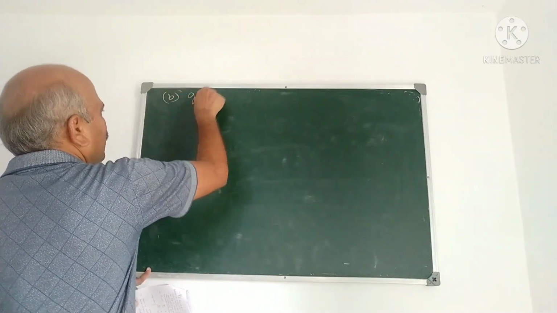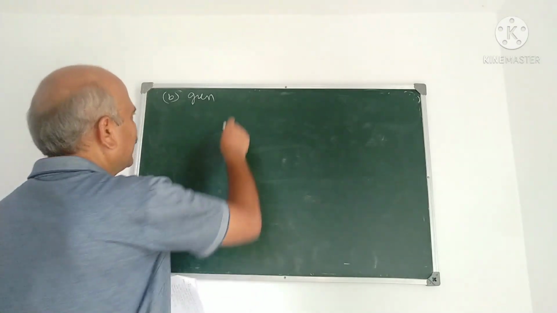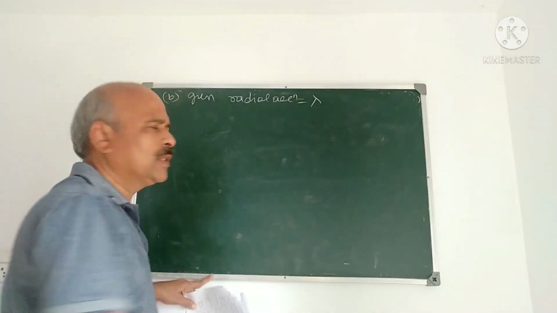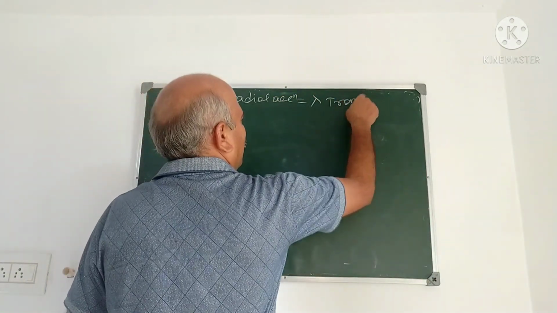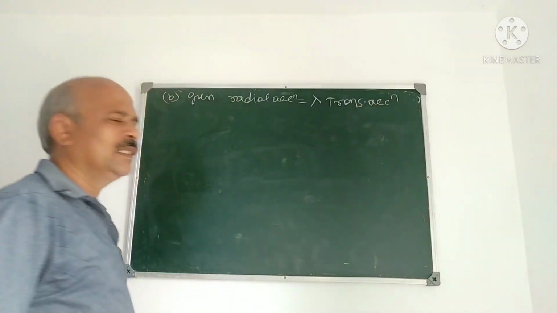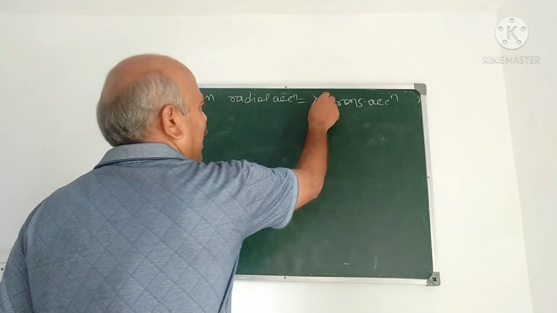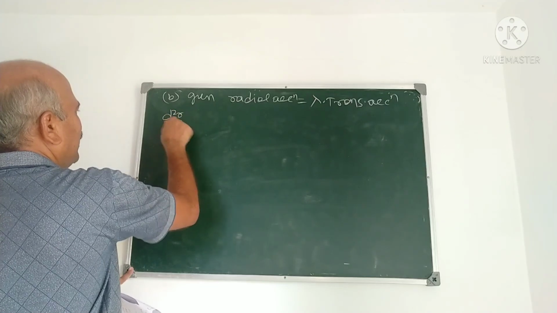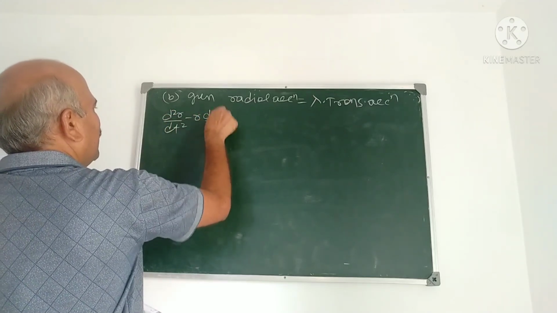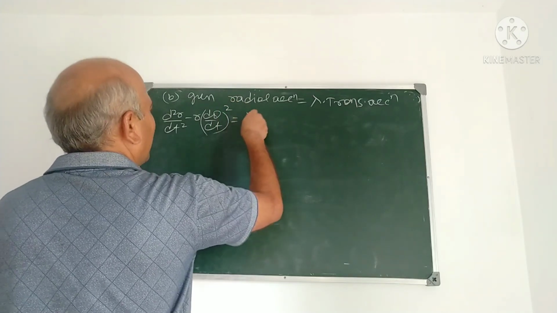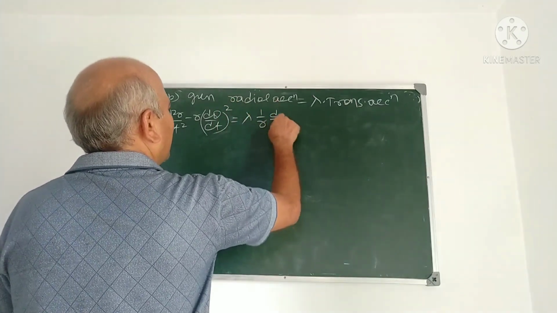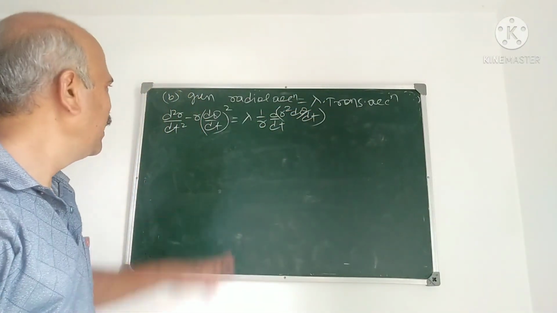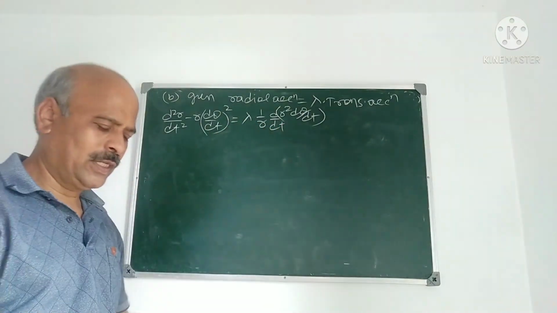What is given? Radial acceleration is lambda times transverse acceleration. Radial acceleration is proportional to transverse acceleration, with lambda constant. Therefore, what is radial acceleration? d2r by dt square minus r d theta by dt square is equal to lambda times 1 upon r d by dt of r square d theta by dt. Verify this. Radial acceleration is lambda times transverse acceleration.